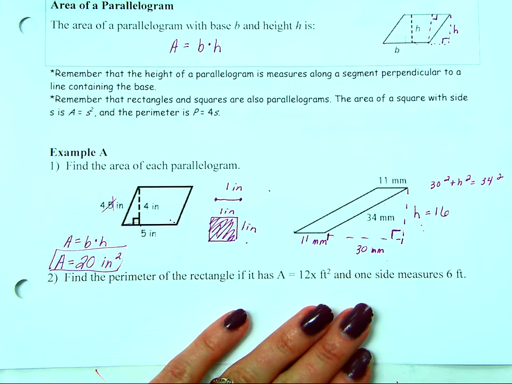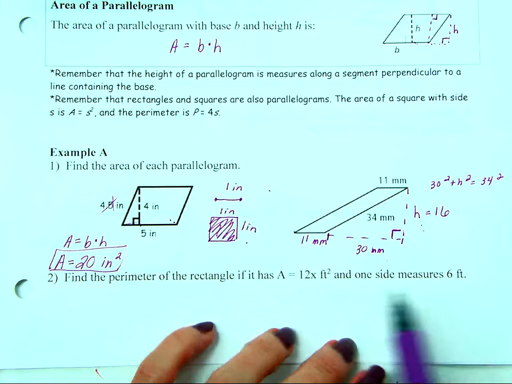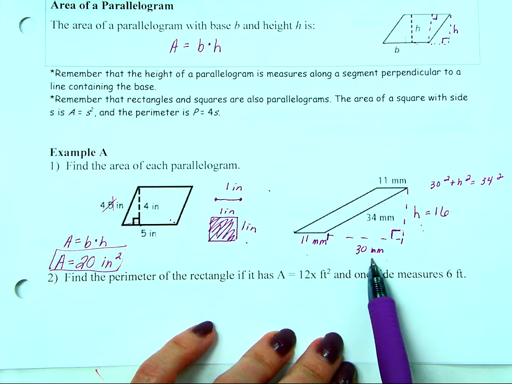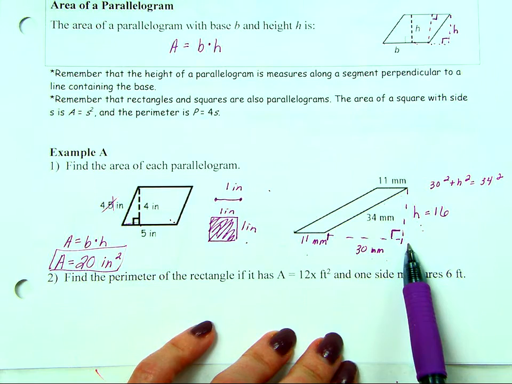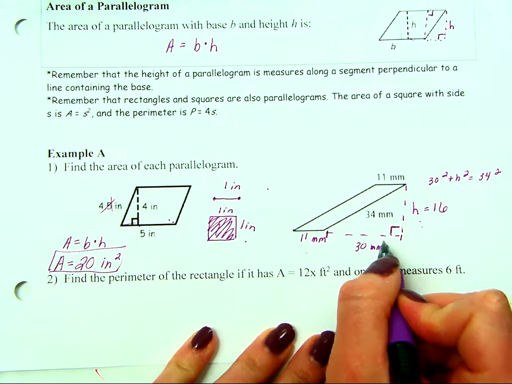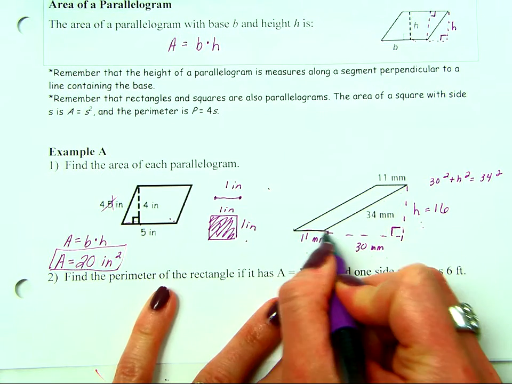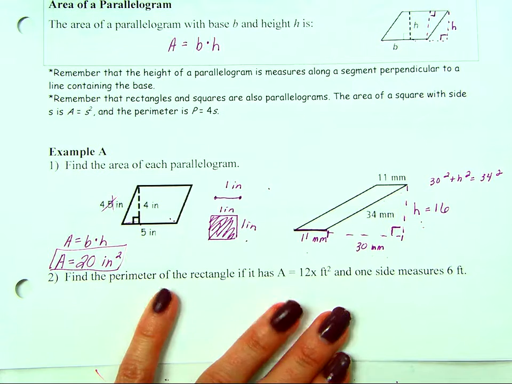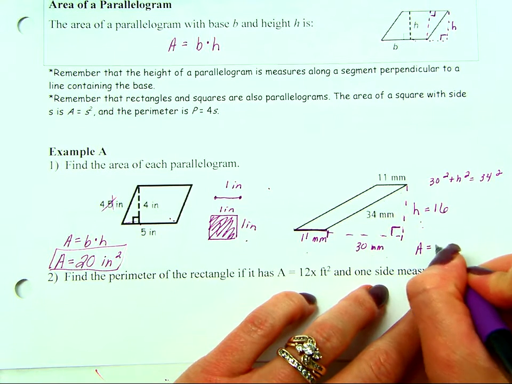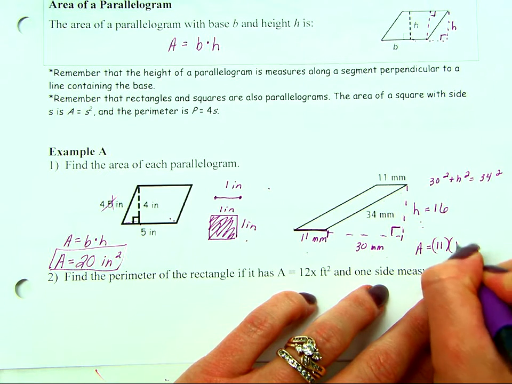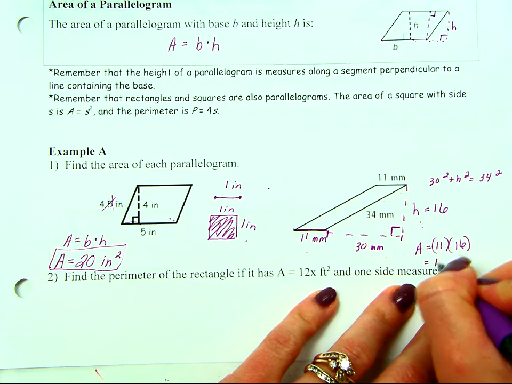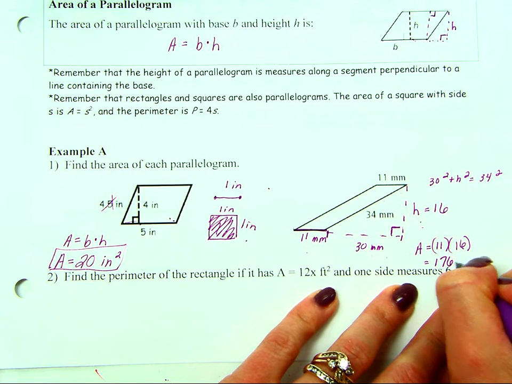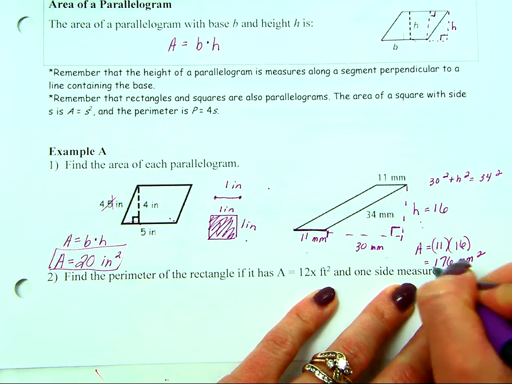How would I find my area? Well, the base of my parallelogram, would it be 11? Would it be 30? Or would it be the whole segment of 41? Right. The dotted line would not figure into the base, my base that I would use would still be 11. So this area, we would simply take 11 times 16, and we would find out that we would get 176 square millimeters.